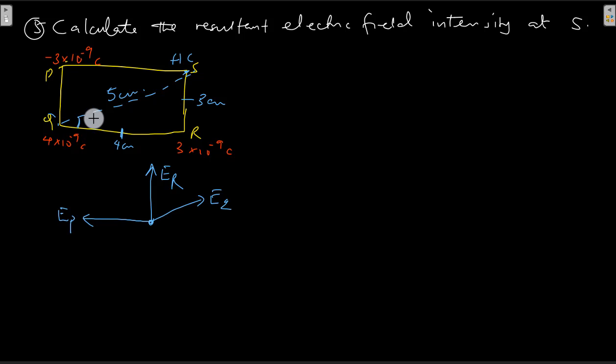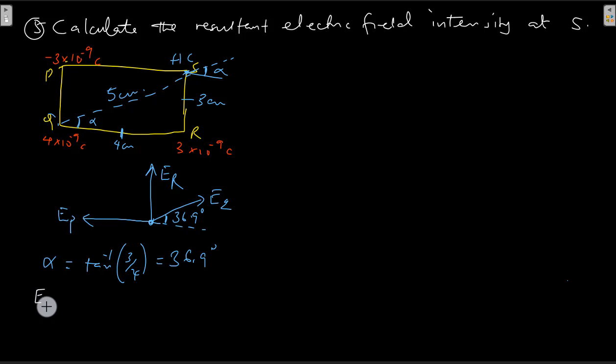Also, we could find this angle here. Let's call that angle alpha, because that's going to be very useful in resolving. Let's see how to find alpha. Alpha equals arctan of 3/4, and that's 36.9 degrees. Let's go ahead and find the electric field intensities now.